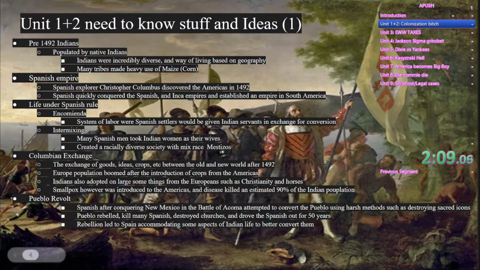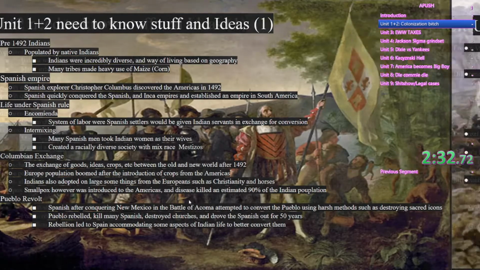Also, another important thing to know about Spanish rule is the Pueblo Revolt. Now, simply, it was a revolt of the Pueblo people in New Mexico against Spanish rule due to them trying to forcibly convert them, and the rebellion sort of led the Spanish to be nicer to the Indians so they could better convert them.